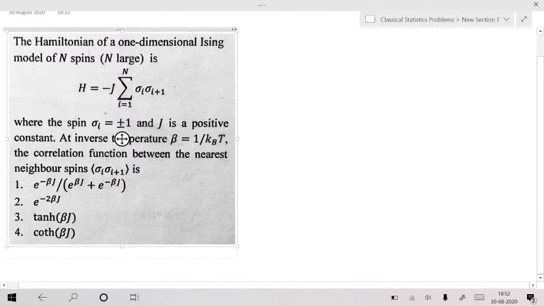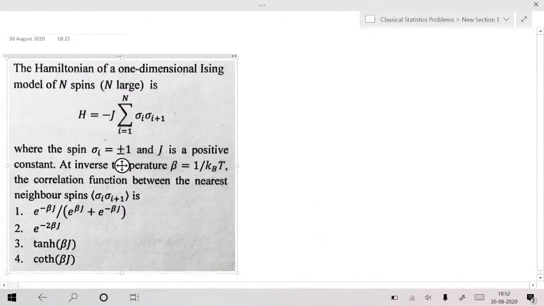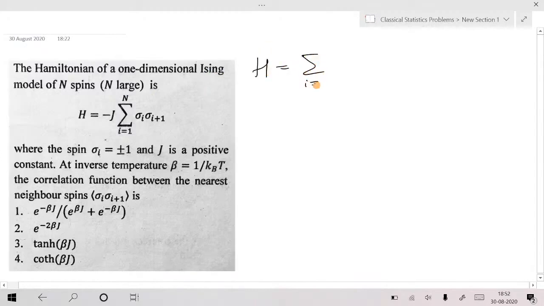Now let me move on to this one. The Hamiltonian of a one-dimensional Ising model of N spins is given like this. This Ising model I'm going to discuss, it's there in the 10th chapter. Now that Hamiltonian is again written. Look at here, summation over i equal to 1 to what happened over there?